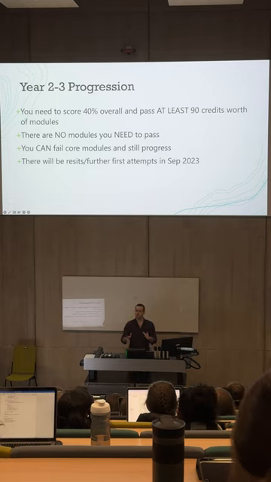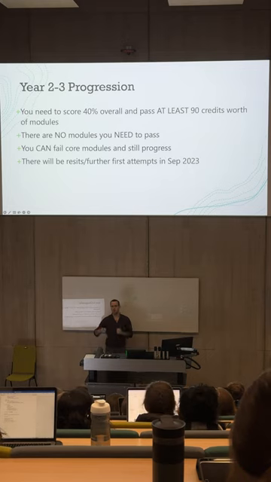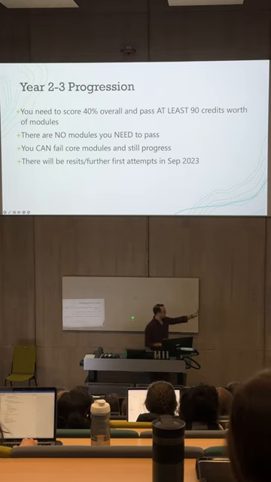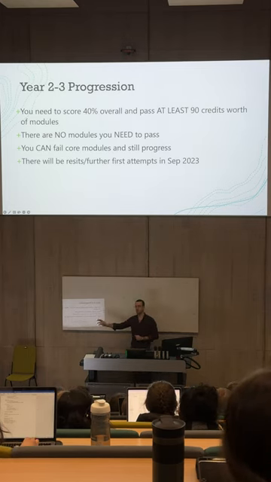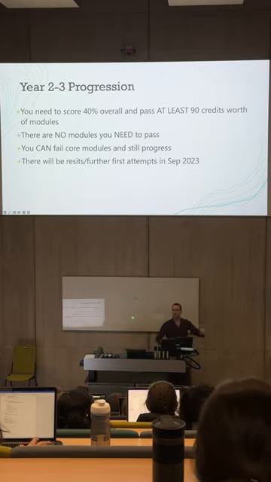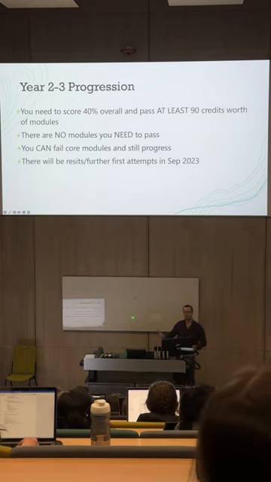So this would be the case if you passed all but one, you've got one failed module, and you're allowed to progress, you've met the criteria to progress, you can still do that resit in September to remedy the failure of that one module. But that's an optional resit. It's up to you if you want to resit, you've already met the criteria to progress. If you've not passed the 90 credits, then the resits you have in September are not optional. You will need to do them if you wish to progress.